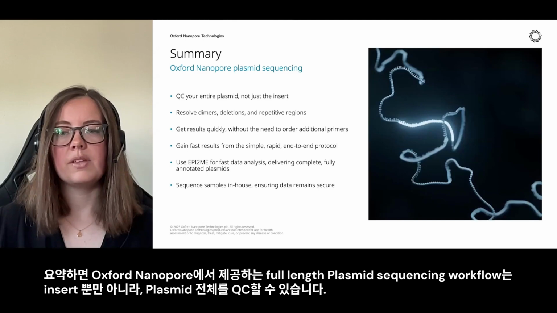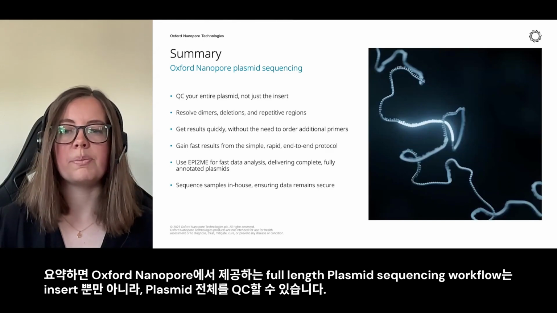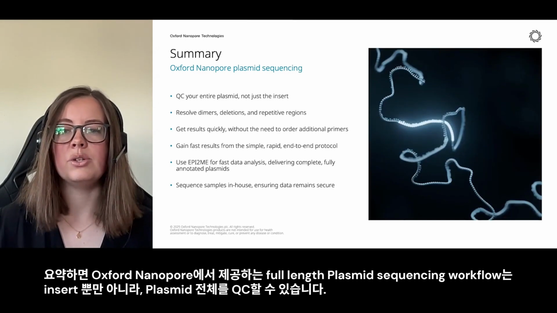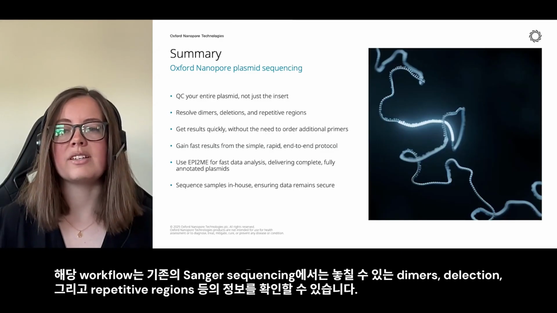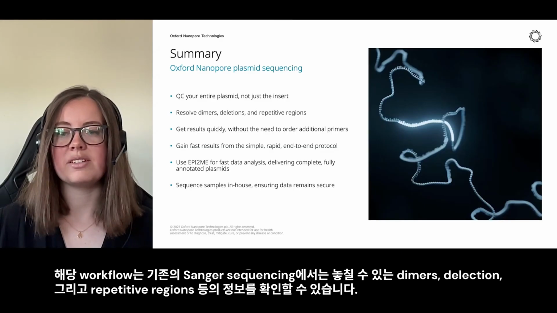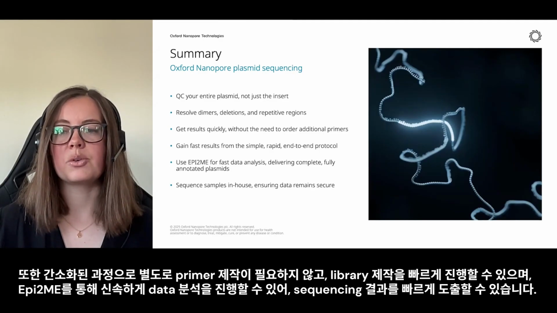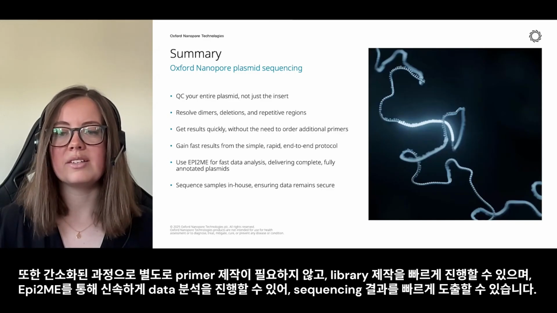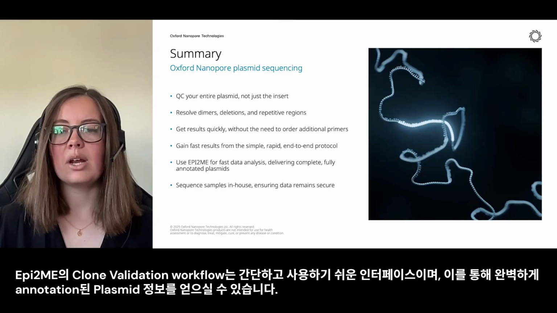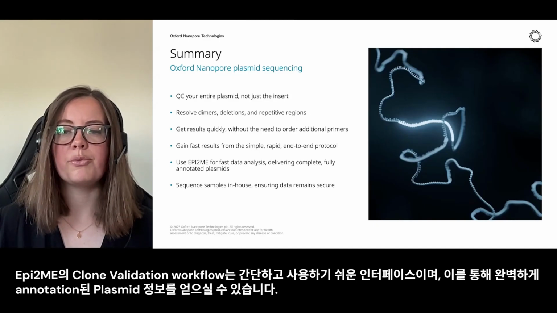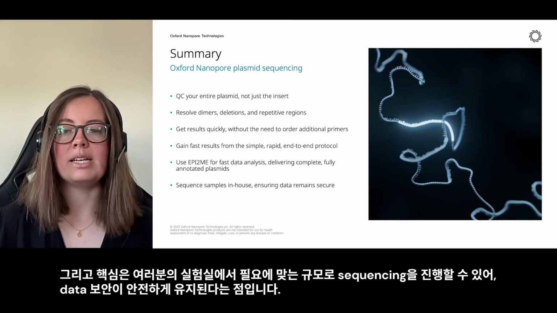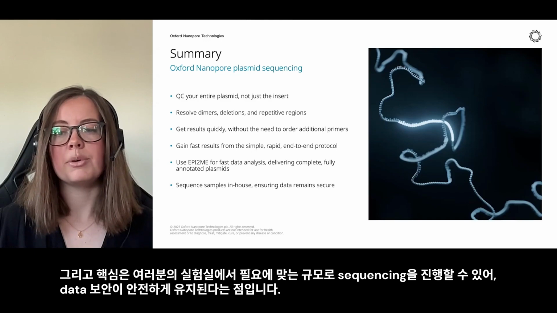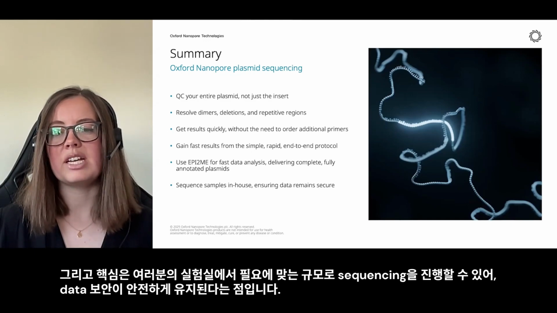To summarise, the Oxford Nanopore plasmid sequencing workflow allows you to QC your entire plasmid, not just the insert. This includes resolution of dimers, deletions, and repetitive regions which may be missed by legacy methods. The streamlined method delivers quick results with no need to order additional primers, rapid library prep, and fast data analysis. The EPI2ME clone validation workflow delivers complete, fully annotated plasmids from a simple, easy-to-use interface. And importantly, you can sequence on demand in your own lab at the scale you need, making sure that your data remains secure.